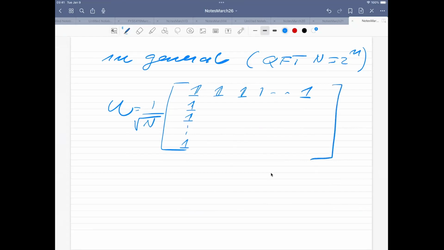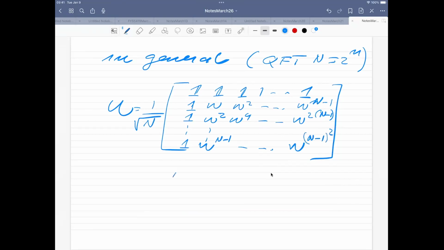And then here we are going to have W, and then we're going to have W squared. And this goes all the way up to W to the n minus 1. We have W squared, W to the power of 4, and then W to the 2(n minus 1). And this goes all the way down to W to the (n minus 1) squared. And where this W is simply e to the 2 pi i divided by n.